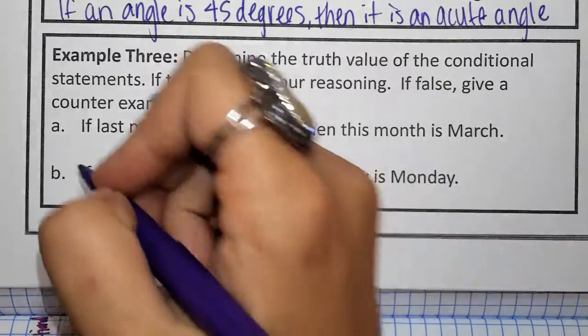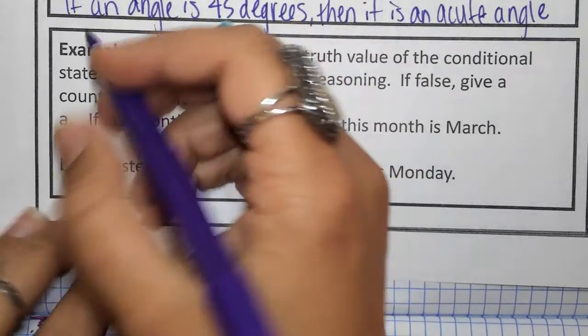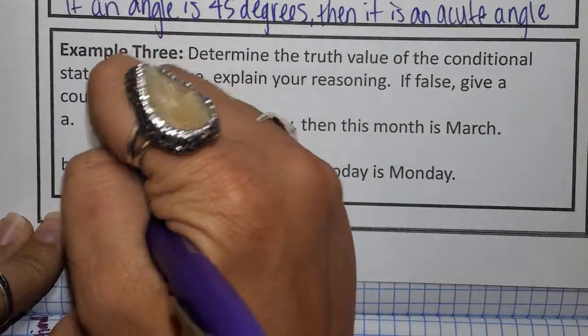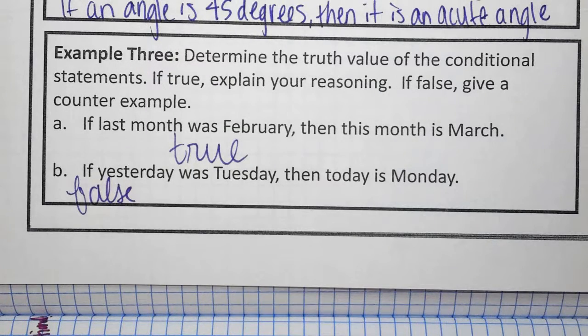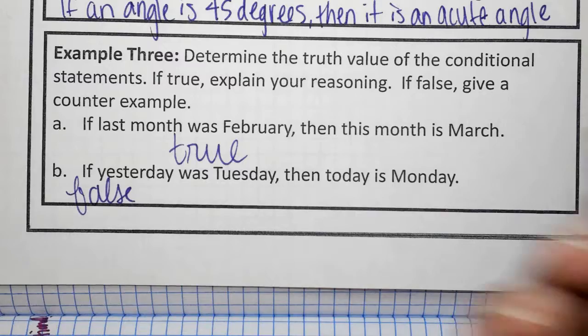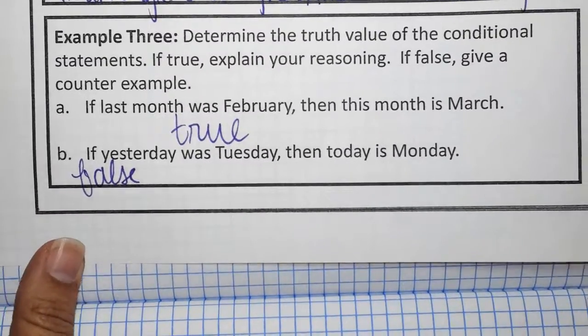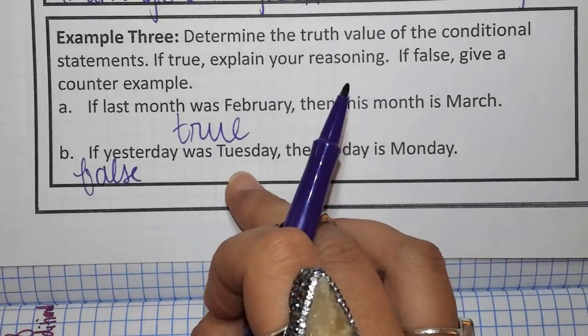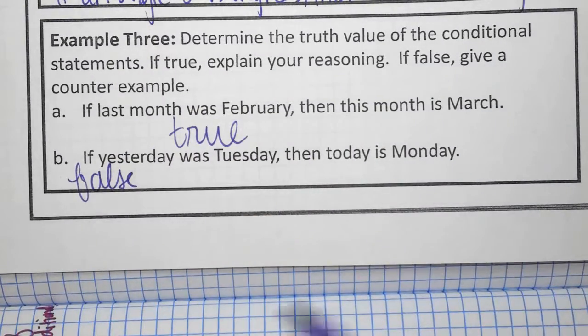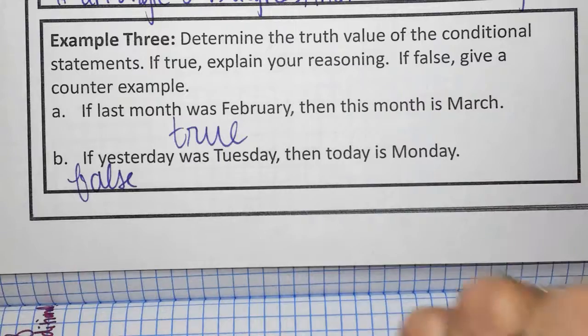It scared me how many people said that was true. So that's false, but we have to give a counterexample. So what's a counterexample? Monday comes before Tuesday, yes, but this tells us if yesterday was Tuesday. If yesterday was Monday, then today is Tuesday.